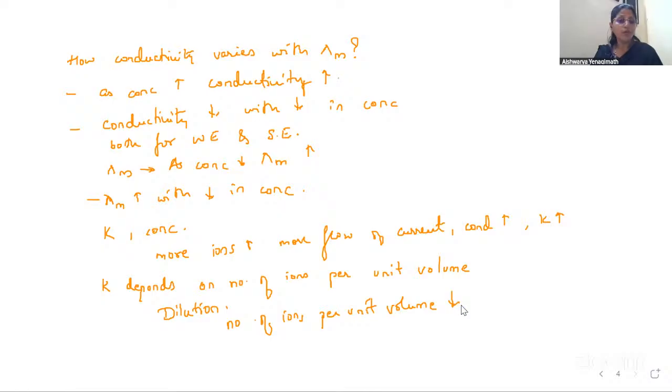Yes, so if the number of ions per unit volume is less, conductivity depends on what? Conductivity depends on the number of ions per unit volume. So when this number of ions per unit volume has decreased, conductivity also decreases. Yes. So this is about the conductivity and molar conductivity.